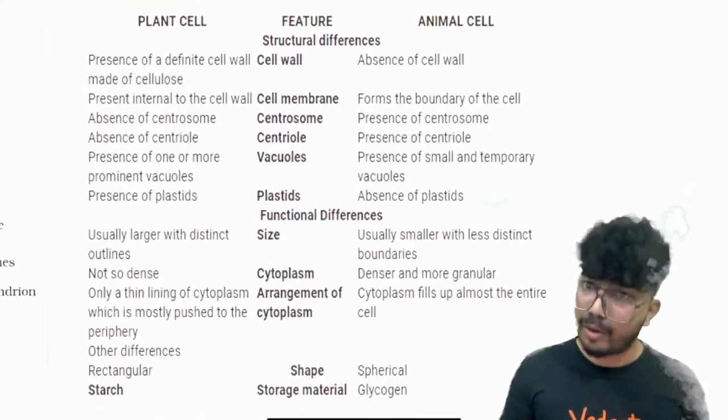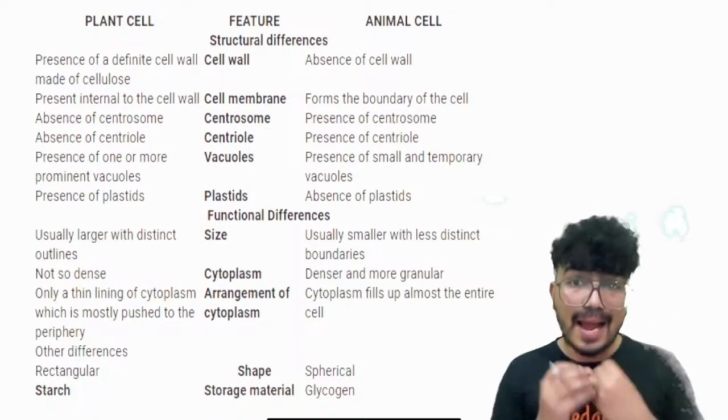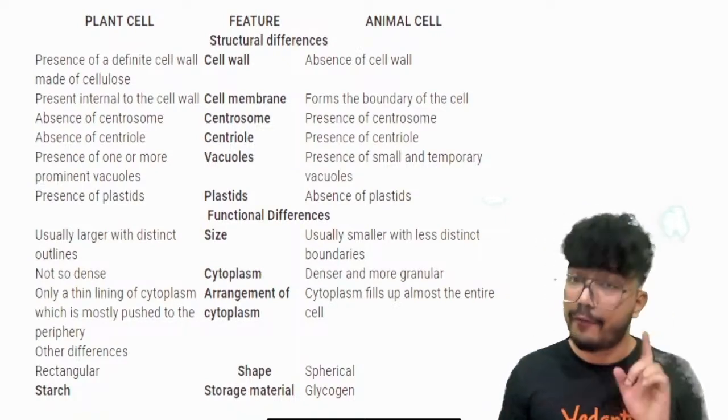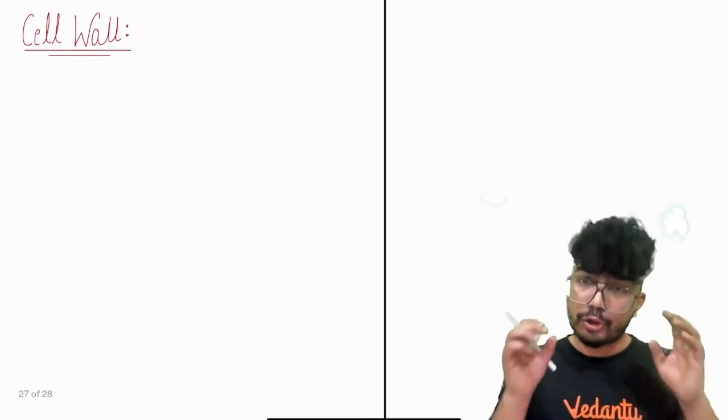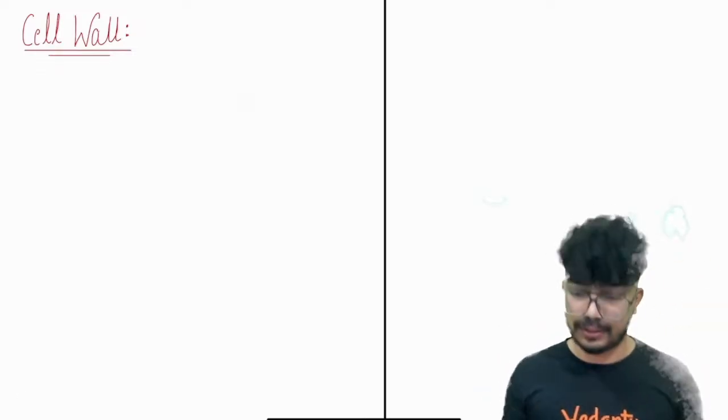You are preparing for NSEJS, and I expect you must know these differences, and you can expect a question from this part as well. Very important for you. Now we are going to start with each and every single cell organelle. Let's start with the cell wall first.